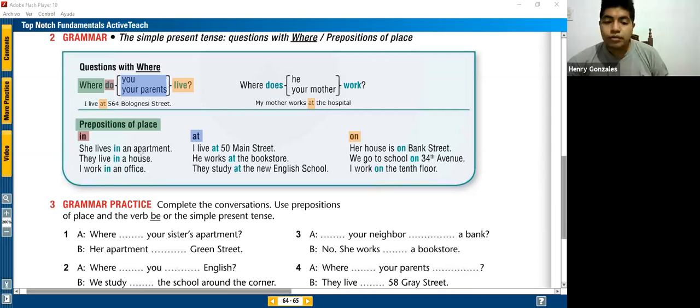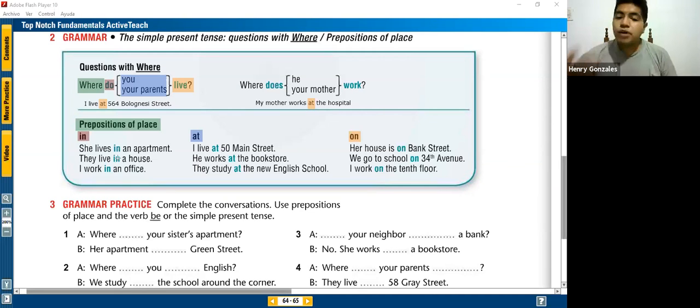Hablamos de la preposición in, se utiliza con estos tres lugares, ¿no? In siempre que algo sea un lugar cerrado, ¿ok? An apartment es un departamento. A house, your house, is something more private, algo digamos un poco más privado. In an apartment, in a house, in an office, en una oficina. So in that case, we use the preposition in.